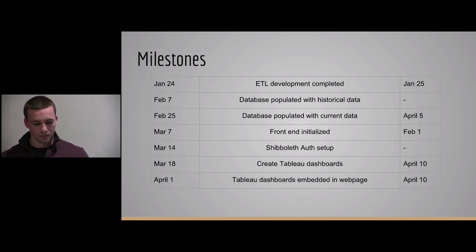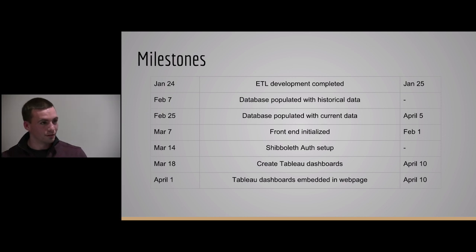Our ETL development was the deliverable we committed to having done 2 weeks after we returned from winter break. We met that deliverable; we missed it by 1 day. Database populated with historic data. After further discussions with ITS, it was determined that an easier way to do that, rather than exporting it through the tool they used to give us the data, was to do basically a database snapshot and upload that at a further date. Database populated with current data is basically the scope of the project we did this semester.